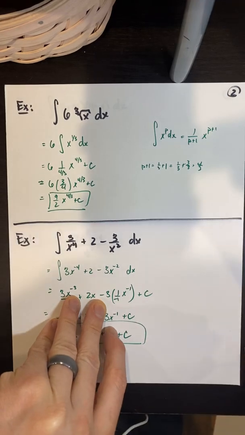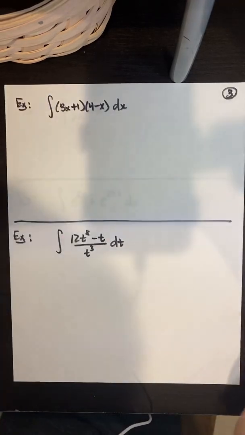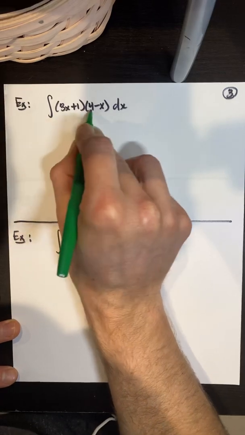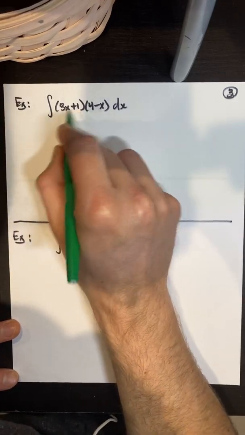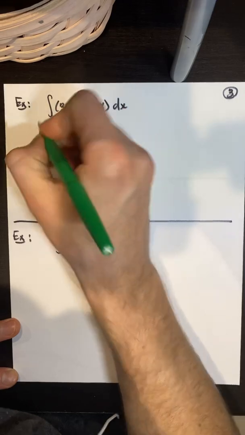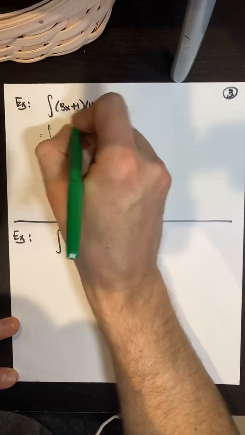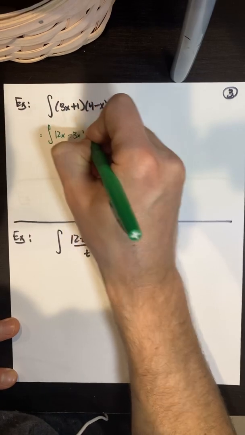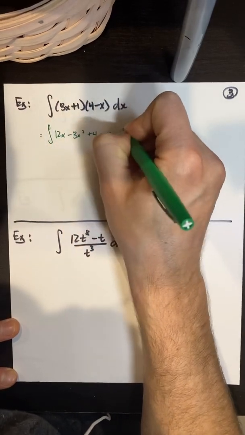All right, so those are just 2 quick examples. Let's get a little bit more complicated. Say I have the integral of a product of 2 functions. Now again, the integral of a product is not the product of the integrals. So first I have to simplify the integrand by foiling this out. So I would get 12x minus 3x squared plus 4 minus x dx.